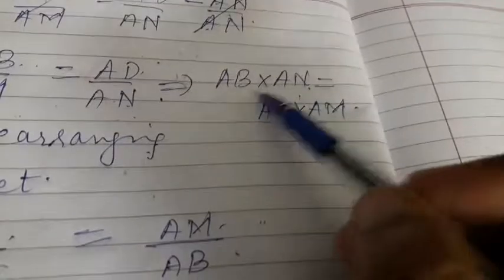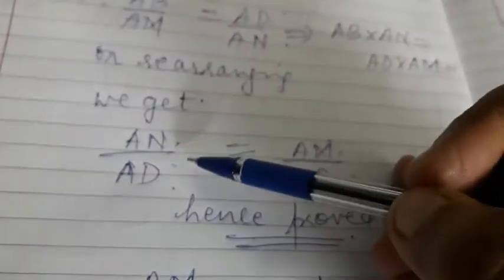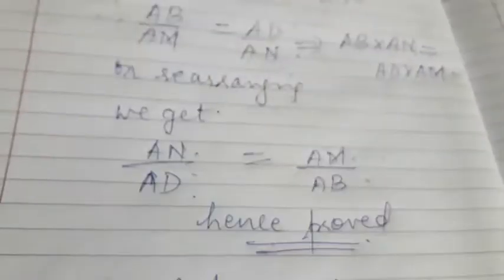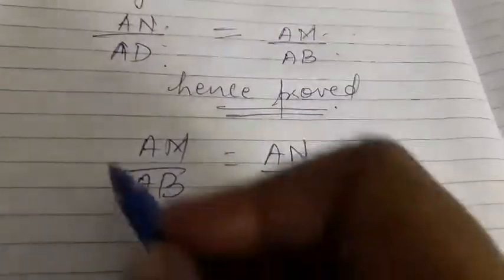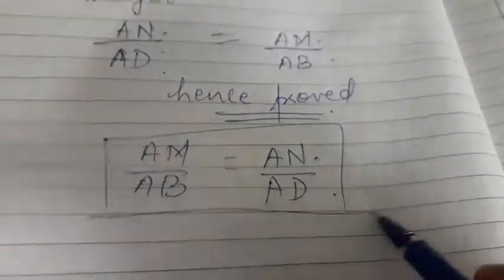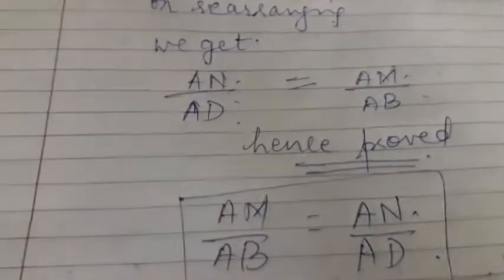But in the question we want AM upon MB, AM upon AB and AN upon AD. So what I do is first cross multiply and then rearrange the terms, the lengths we can say, and therefore AM upon AB is equal to AN upon AD. This completes your proof. If there is another method, you can show it to me and then we can check it out.